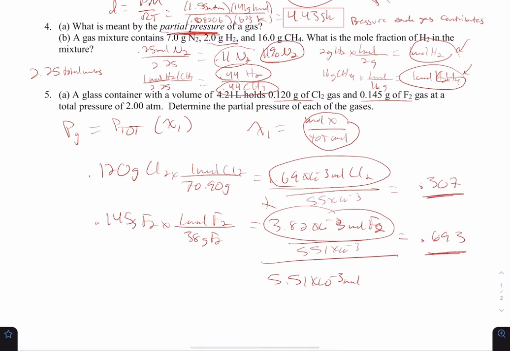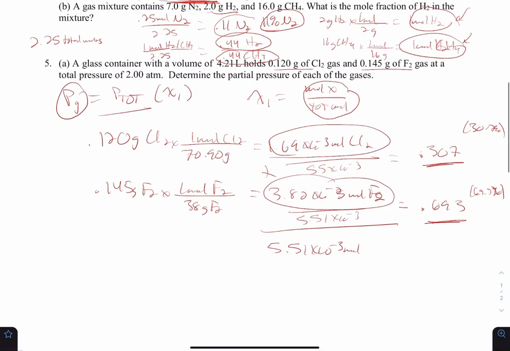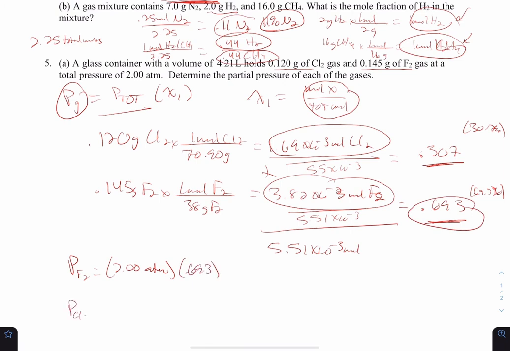This 0.307 is like 30.7%, and this would be like 69.3%. But in order to find the partial pressure of each gas, I've got to multiply each of those mole fractions by the total pressure. So we'll start with the fluorine. The partial pressure for fluorine is going to be the total pressure, which is 2 atmospheres, times its mole fraction, which we found was 0.693. And the same thing for chlorine would be 2 atmospheres times 0.307.